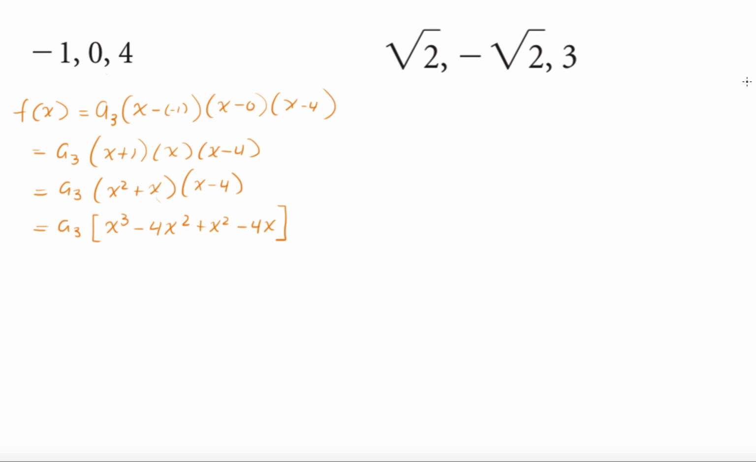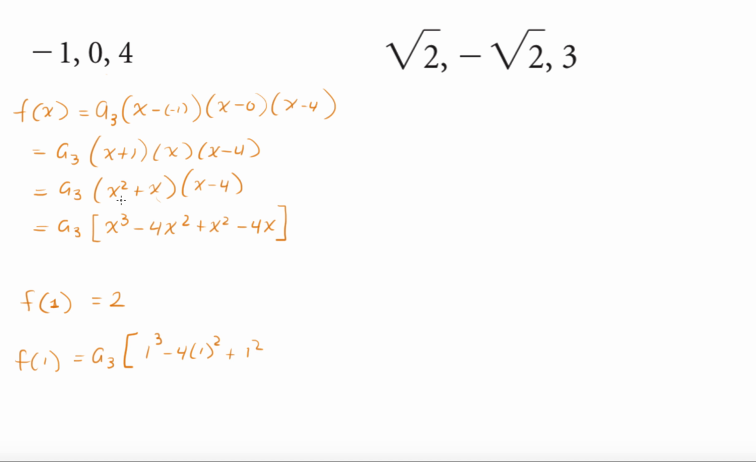Now, it's like I said in the beginning, in order to find the leading coefficient, we need an initial condition. So let's say that f of 1 equals 2. Again, this initial condition is based on the problem and will be given on the problem. Okay? So f of 1 equals 2 means that I'll have to plug in 1 for x and equal it to 2. So f of 1 is a sub 3 times 1 cubed minus 4 times 1 squared plus 1 squared.